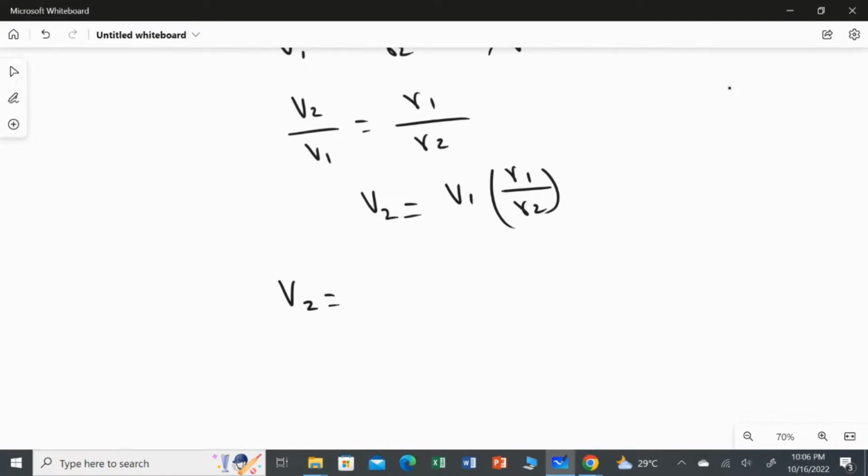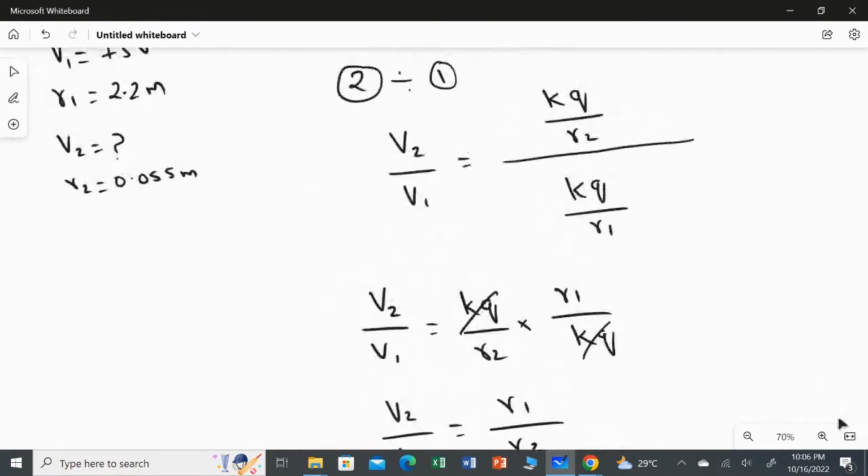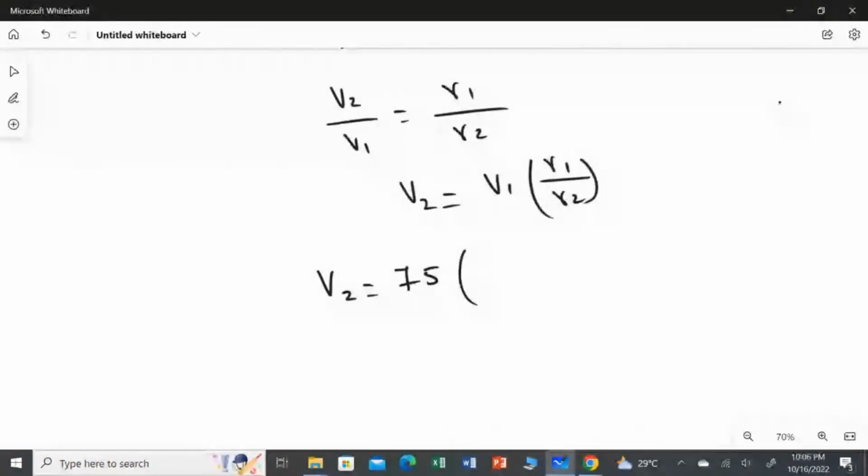V2, which is equal to, what is V1? 75 volt. And R1 value is 2.2 meter. Am I right? What is the value of R1? R1 value is 2.2 meter, and R2 value is 0.055. So let's see what is the answer for V2.